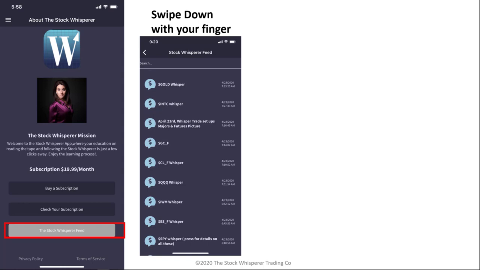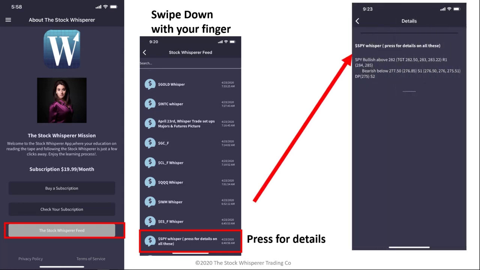So if you click on one of the whispers, like here's the SPY whisper for April 23rd, and you press it, you will get all the details. That's where I put bullish above 282, my targets, and then bearish below 277.50 with all of my targets.